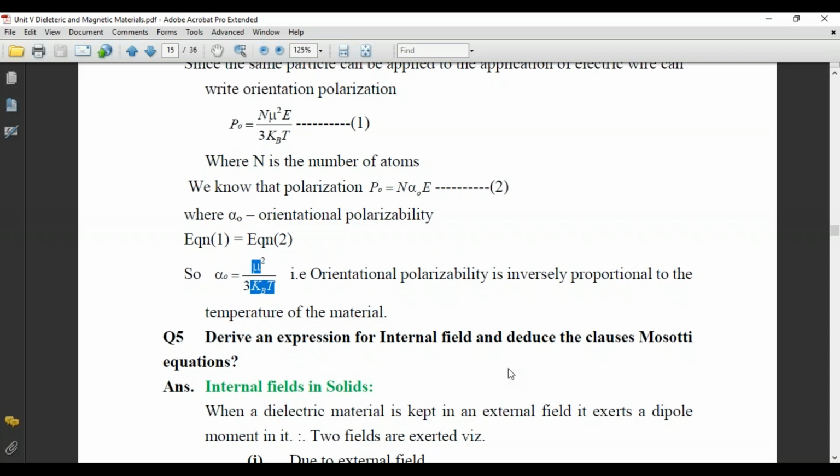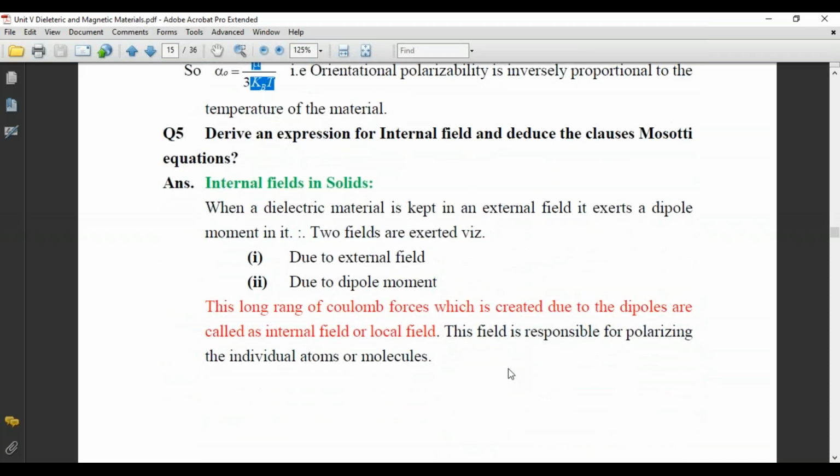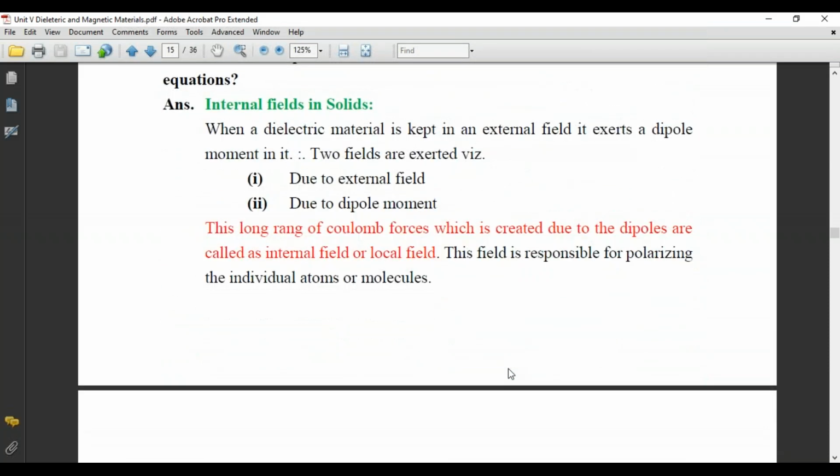Now we'll go to another important topic, which is internal field. We are going to find out the internal field when it is influenced by the electric field. Suppose, for example, when the dielectric material is kept in an electric field, it experiences a dipole moment. Whenever the dielectric material is kept in an external field, it experiences a dipole moment. Two things can happen due to the external electric field and due to the dipole moment.